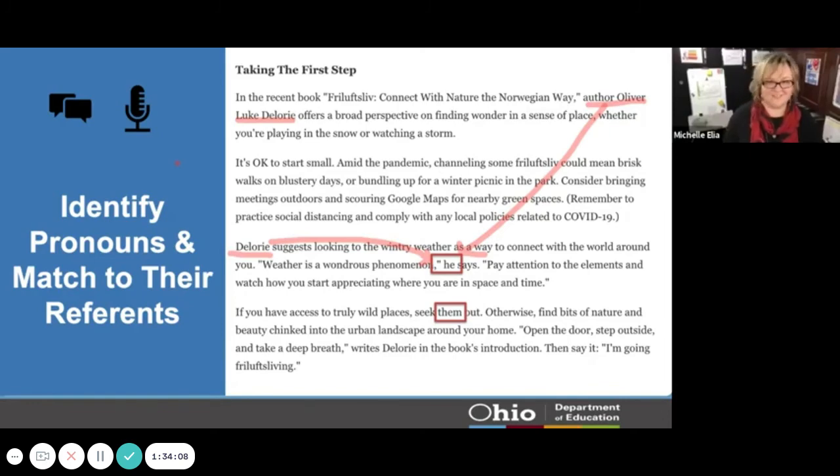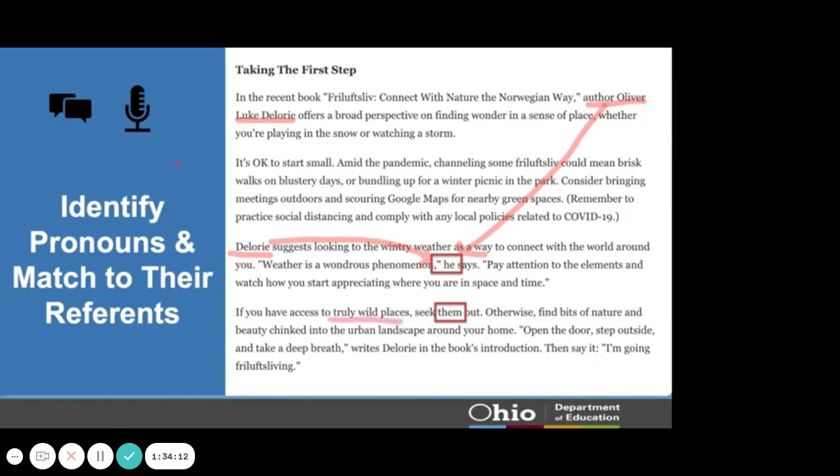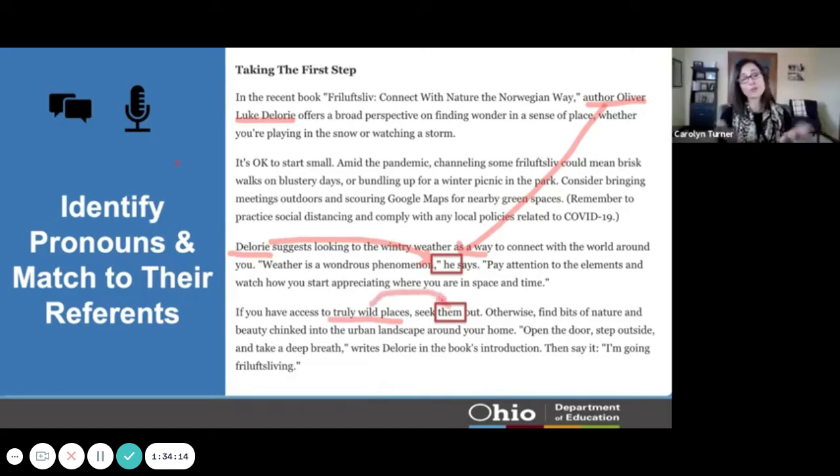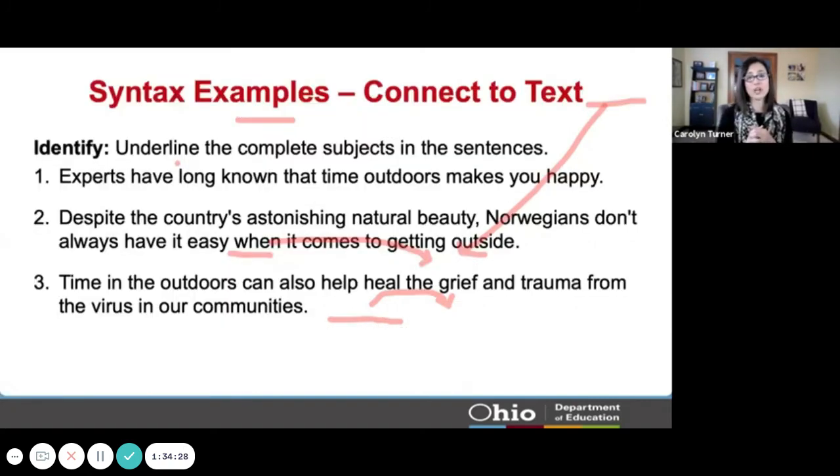That one's a little easier. Wild places. Yep. But pronoun reference can wreak havoc on English learners, and learners who may have poor language skills. So think about how we use and how we teach pronoun references, and we have to draw attention explicitly to that.